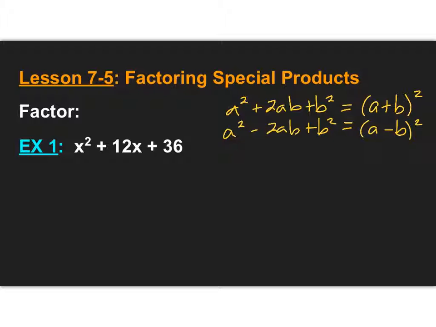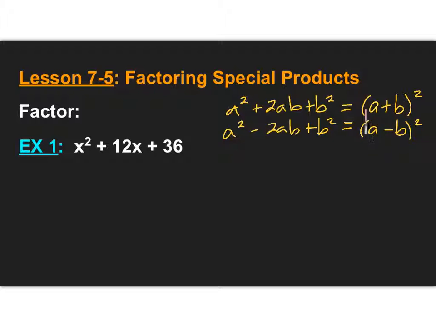So as you're looking at your trinomial, if you look over at these patterns, by the way, the a and the b have nothing to do with standard form, which is ax squared plus bx plus c. This just has to do with factoring. The a represents the first term in the binomial, and the b represents the second term.